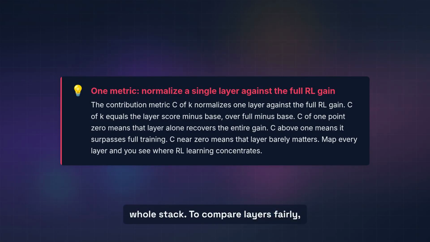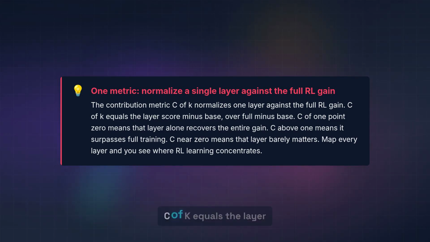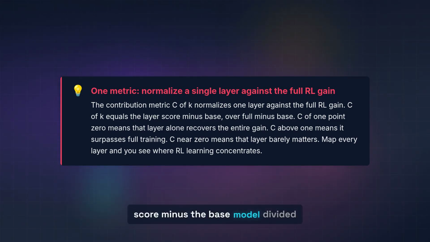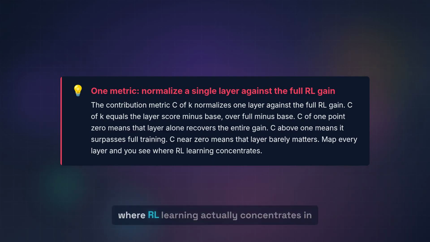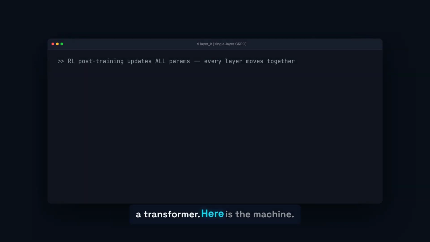To compare layers fairly, they define one clean metric, the layer contribution, C of K. It normalizes the score of a single layer against the full RL gain. C of K equals the layer score minus the base model, divided by full training minus base. C of 1.0 means that layer alone recovers the entire RL gain. C above 1 means it surpasses full training. C near 0 means that layer barely matters. Run this for every layer and you get a contribution profile, a map of where RL learning actually concentrates in a transformer.